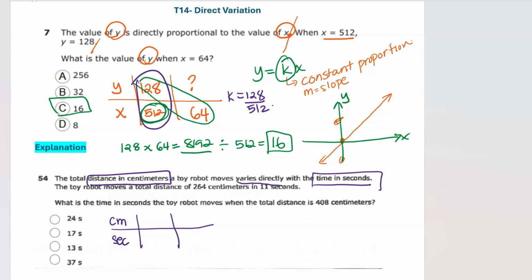We're comparing the two, and the first comparison is distance. I'll put it on top of the fraction, and then next is time. I'll put it at the bottom. Next statement. The toy robot moves a total distance of 264 centimeters in 11 seconds. I'll put it at the bottom. What is the time? Looks like we're looking for seconds. In seconds, the toy robot moves when total distance is 408 centimeters.